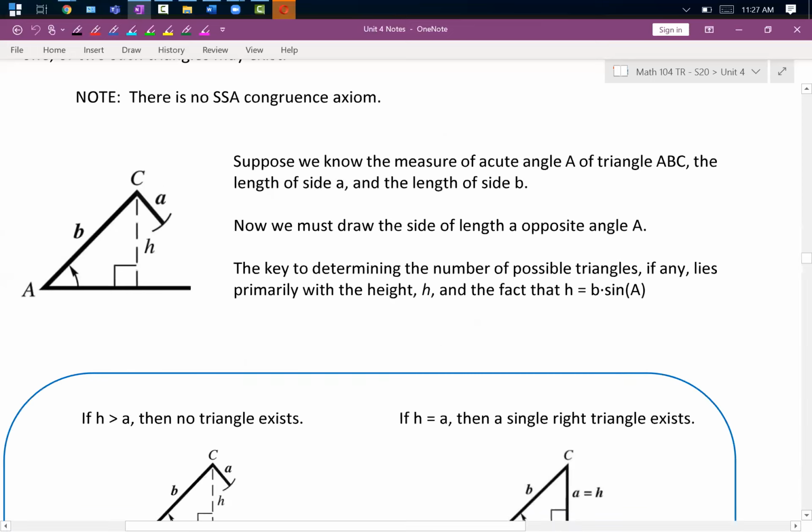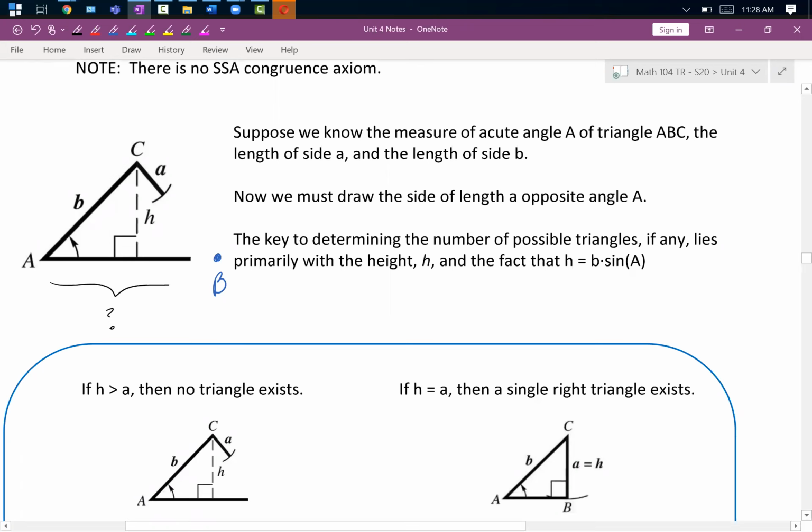So let's take a look at a little picture here. Suppose we know the measure of an acute angle A of triangle ABC. So B is over here somewhere. And we also know the length of side B, so it's opposite this floating angle, and the length of side A, which is this one over here. Don't know how big this one is. So we have to draw the side of length A opposite angle A.